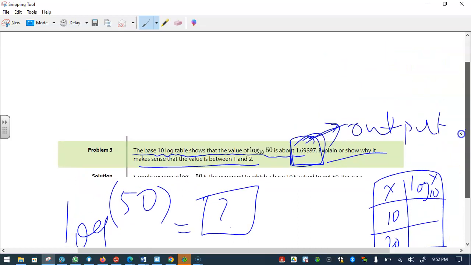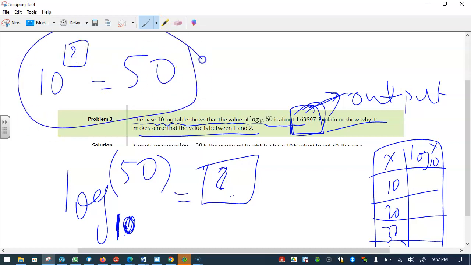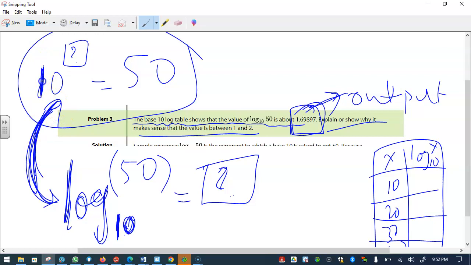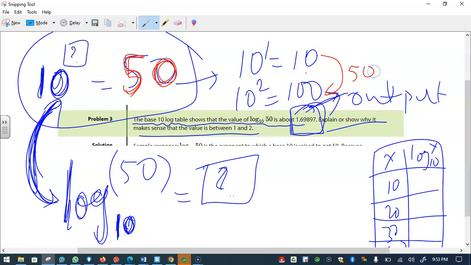What it means is, we want to know how many tens you multiply, that same question mark right here, to give 50. Writing the logarithm is basically writing it in exponential form and saying, 10 raised to what number gives that? We know 10 raised to 1 is 10, and 10 raised to 2 is 100. But this 50 which is being given is between 10 and 100.